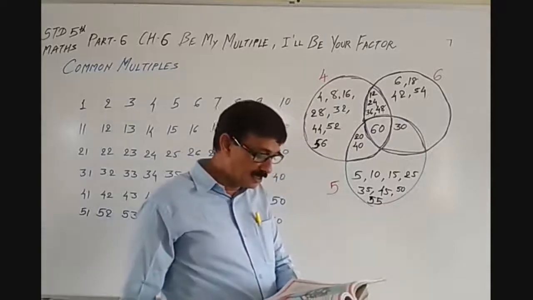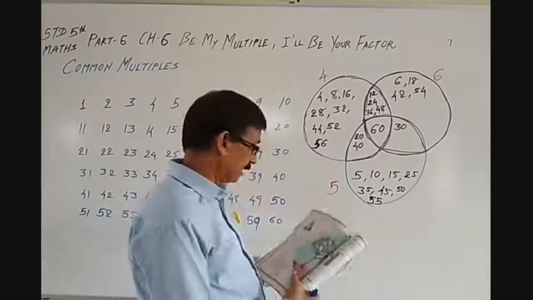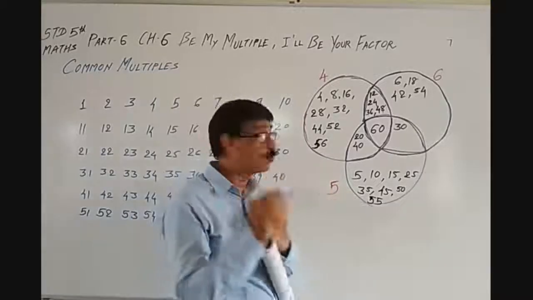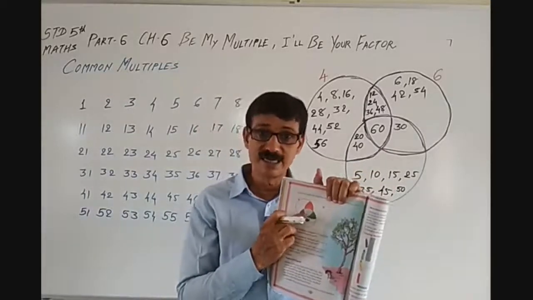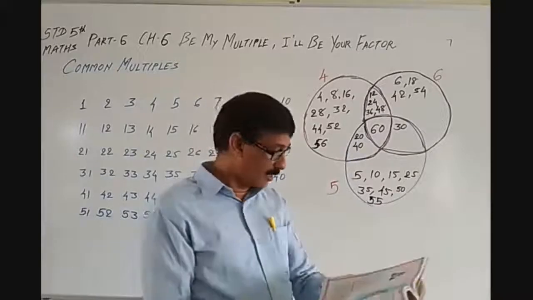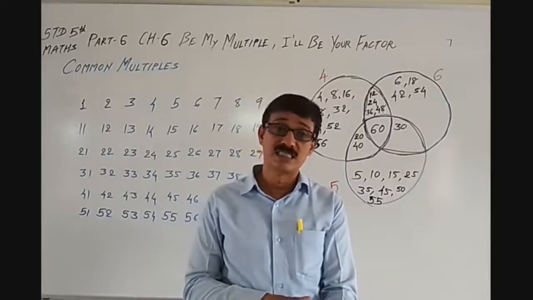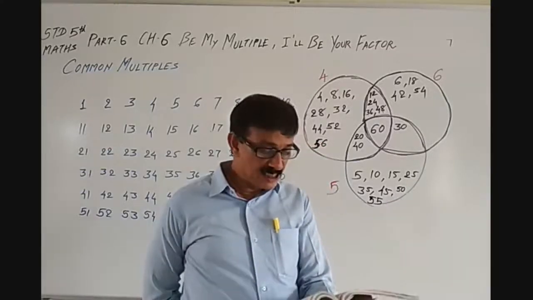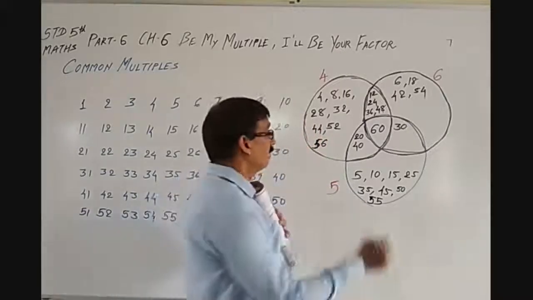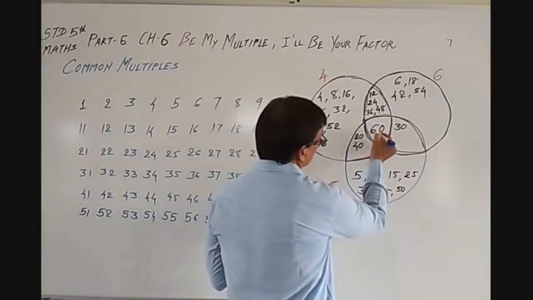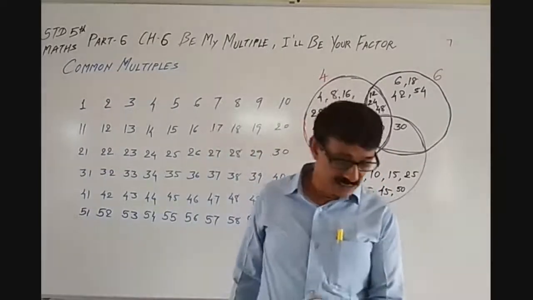In which color part did you write the common multiples of 4, 6 and 5? See here. Where is the common multiple of 4, 6 and 5? It is 60. So here you can see it is a grey part, isn't it? So in the grey part, I write the common multiples of 4, 6 and 5. What is the smallest common multiple of 4, 6 and 5? The 60 is the smallest common multiple of 4, 6 and 5.